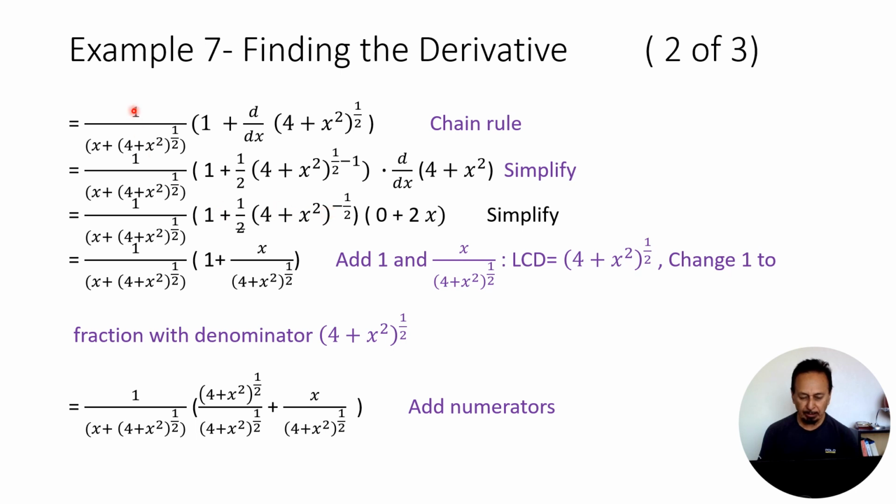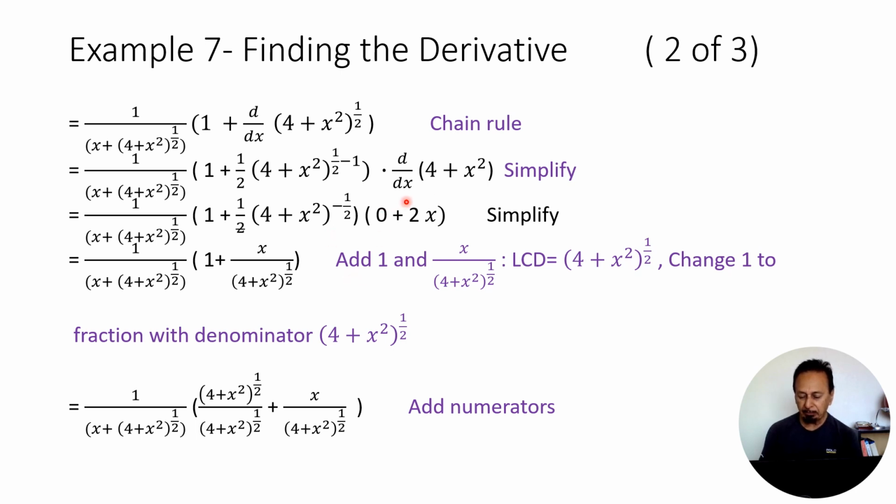So, let's copy down this whole thing. 1 over x plus 4 plus x squared to the 1/2. Parenthesis 1 and then 1/2. Bring down the power 1/2, and then subtract 1 from 1/2. And then multiply this with the derivative of the inner function 4 plus x squared. So we simplify this one. We copy down 1 over x plus 4 plus x squared to the 1/2, copy down 1 and copy down 1/2, and then here 1/2 minus 1 will be negative 1/2, so it becomes 4 plus x squared to the power negative 1/2.